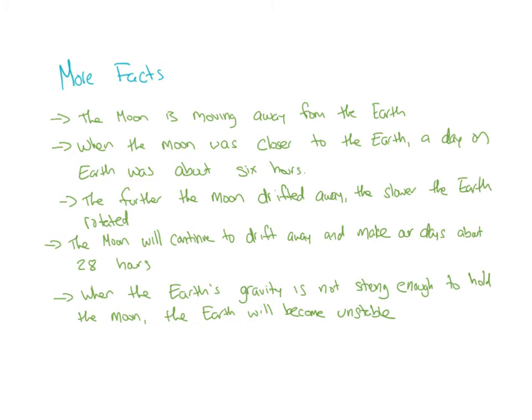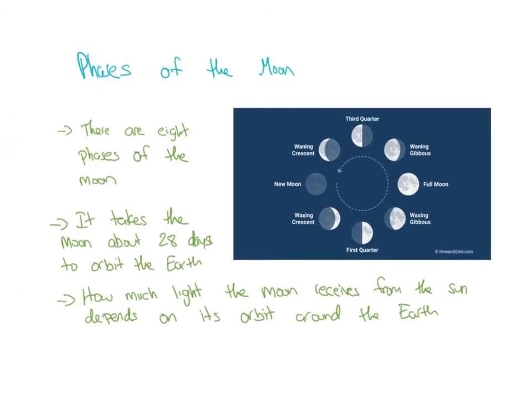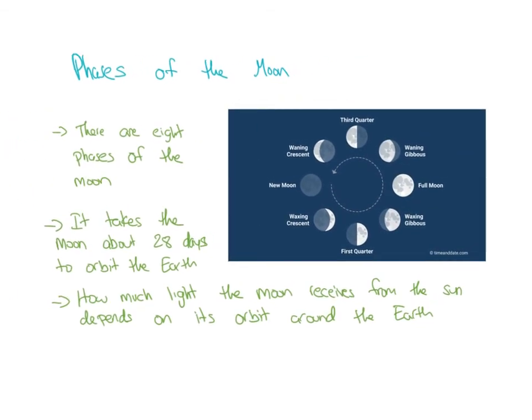More facts. The moon is moving away from the Earth. When the moon was closer to the Earth, a day on Earth was about 6 hours. The further the moon drifted away, the slower the Earth rotated. The moon will continue to drift away and make our days about 28 hours. When the Earth's gravity is not strong enough to hold the moon, the Earth will become unstable. So we're going to lose the moon eventually. But that's not for a really, really long time. We will not be around.